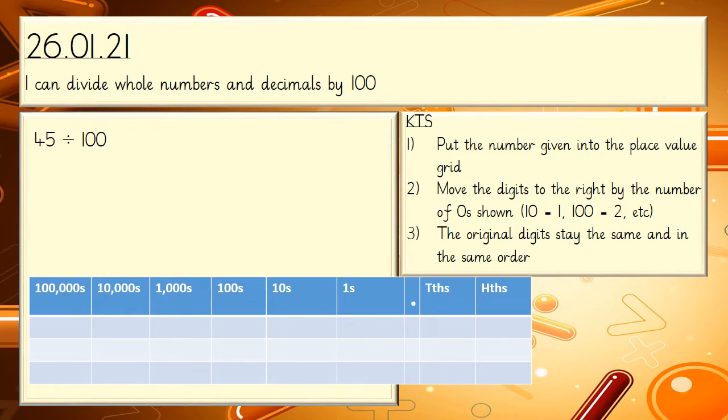Now let's have a look at dividing a 2-digit number by 100. So I'm going to do the same again and put 45 into the place value grid like so. And then I'm going to move the digits 2 places to the right. So the steps are still the same. However, when I end up with my answer, I end up with 0.45. Now don't forget, if there's nothing in the ones column, what digit would be shown there? There would be a 0 because there's nothing there. And so your answer would be 0.45.